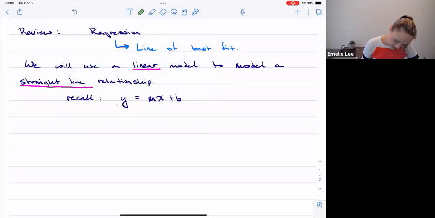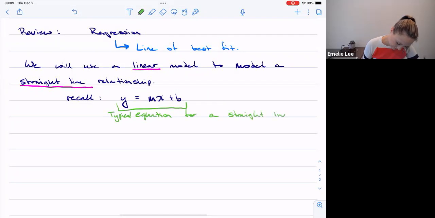So this here is an equation, or I'll say a typical equation, for a straight line.